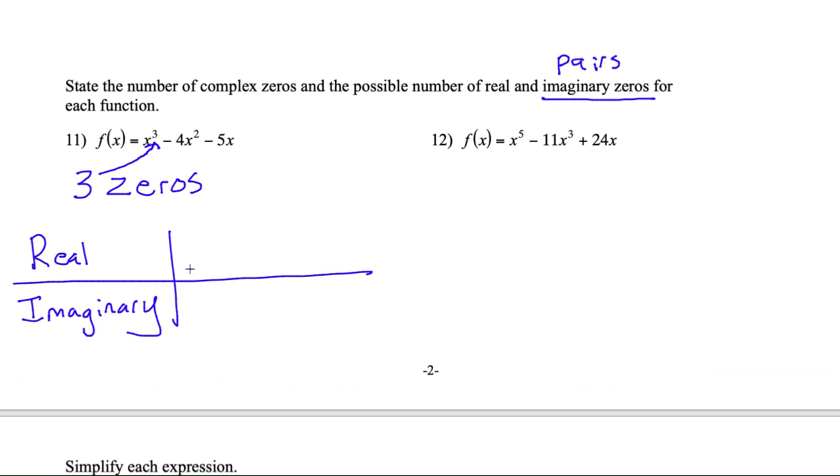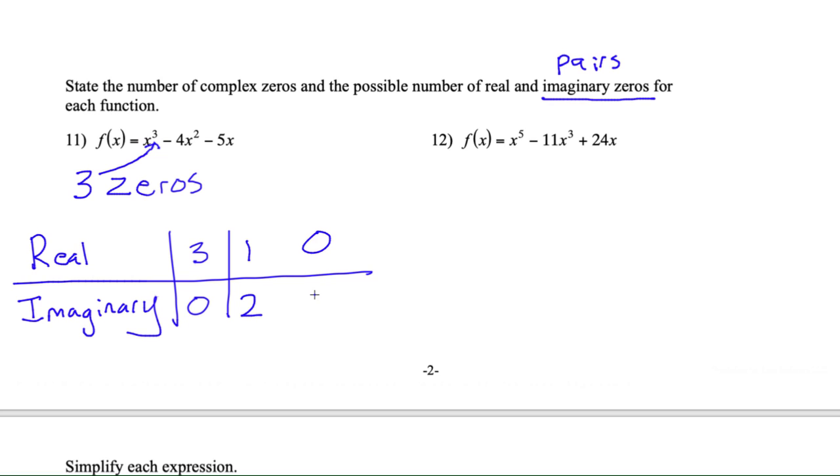So here's a possibility. All 3 of them are real. I have 3 zeros. If 3 are real, then none are imaginary. So that is one possibility. Could I have 2? Well, no, that would mean 1 is imaginary, and I can't have 1, because they come in pairs. So let's try 1. That one works. Those are the only possible values.